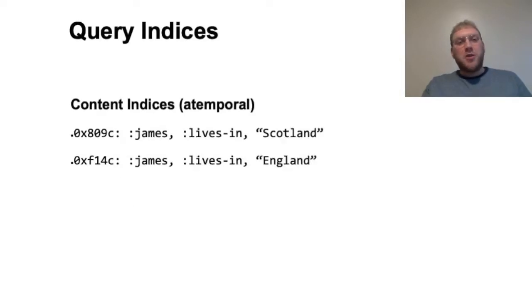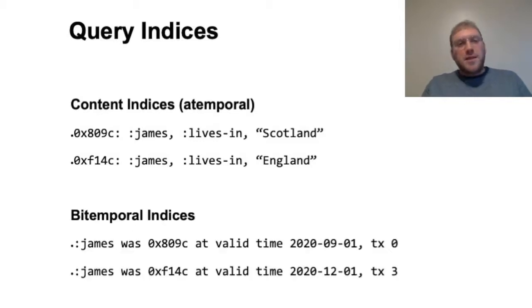In Crux, we make a distinction between content and bitemporal indices. The content indices keep a track of all the values an entity has ever taken. So if I lived in Scotland but then moved to England, these indices would contain both facts. They don't know anything about what entities had what values and when. The bitemporal indices store what version each entity has at any point in bitemporal time.